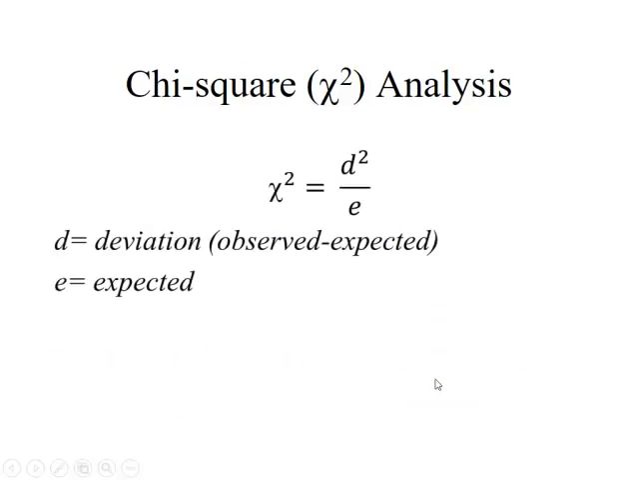This is the equation that we're going to use for chi-square analysis. Notice that D stands for the deviation, the difference between the observed and the expected, and E is our expected.